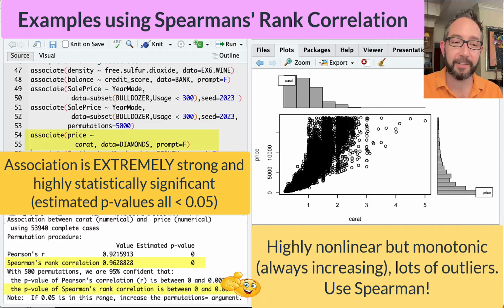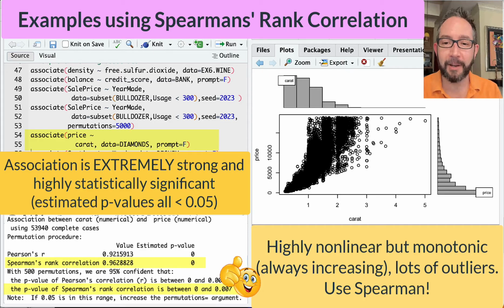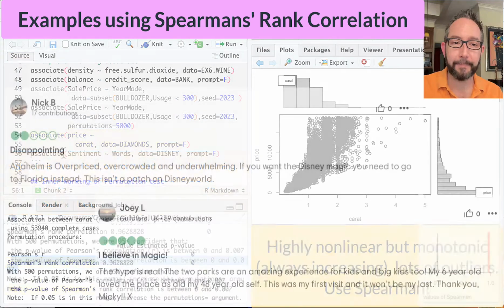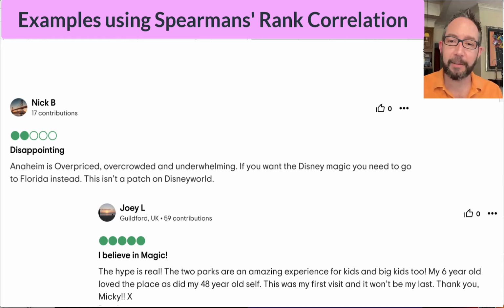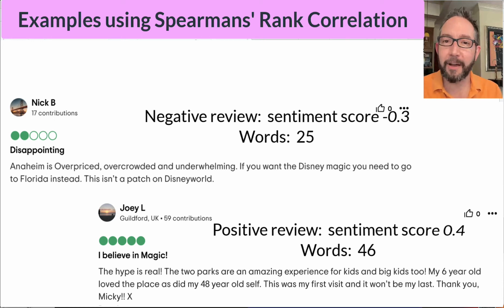Is it statistically significant? Well, you bet. If we look at the p-values that have been estimated from the test, they're all well below 0.05, between 0 and 0.007. And so this is a highly statistically significant relationship. Diamonds with more carats typically sell for more, have a higher price, but in a nonlinear fashion, kind of a curved fashion here.